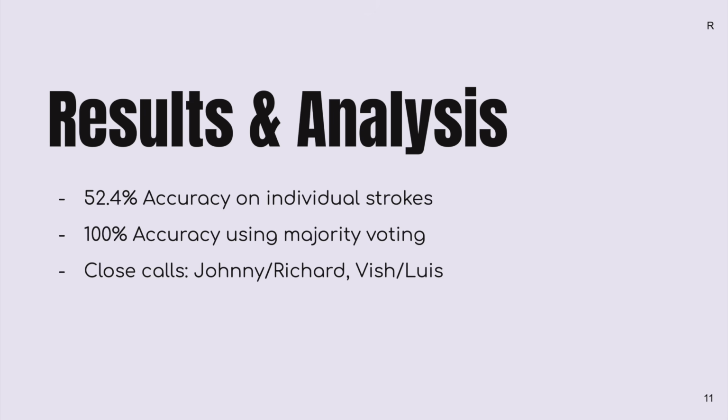Now let's look at our final results. As you can see on the slide, evaluating identity on a per-stroke basis is challenging. Since nobody moves their mouse the exact same way twice, our accuracy for just one individual click was only 52.4%.